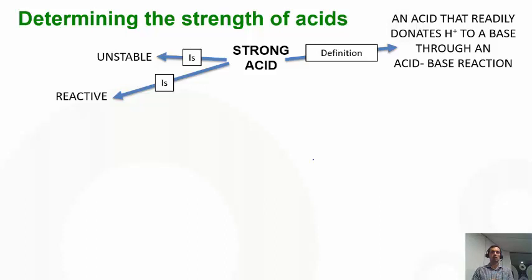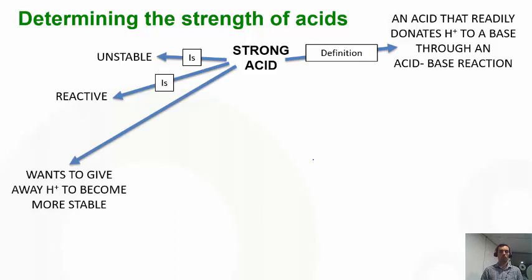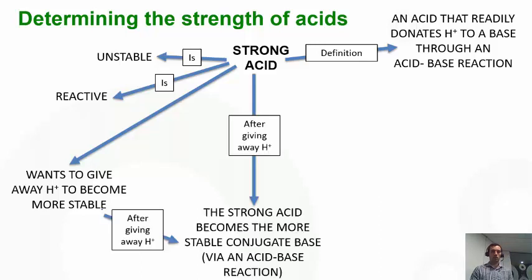So because the strong acid is so reactive, by giving away its H+ in an acid-base reaction, it actually allows it to become more stable. So that's what we see here. The strong acid wants to give away H+ to become more stable. So how can it do this? It can do this by being part of an acid-base reaction. After giving away its H+, the strong acid will actually be converted into a conjugate base, because once it loses that H+, it's no longer going to have the capability of giving away the H+. So we call it now a conjugate base.